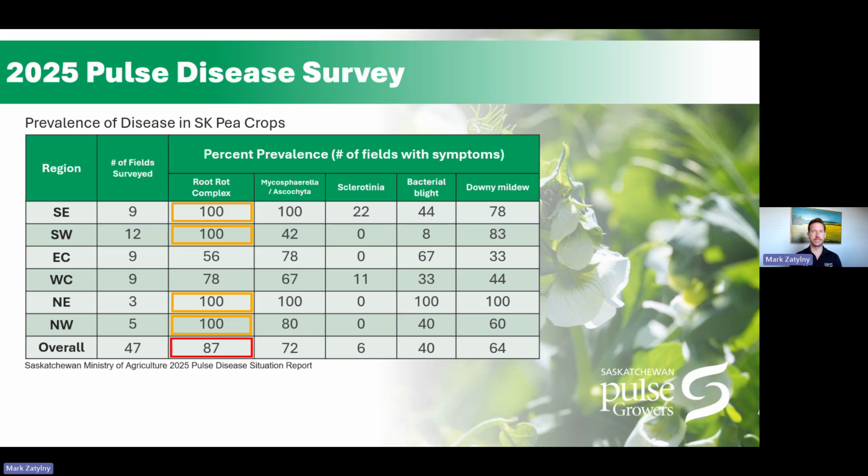Moving on to peas and the 47 fields surveyed here. There was a high percentage of the fields showing signs of root rot at 87%. This did decrease a bit from 2024 numbers though, so that is positive. 100% of the fields surveyed outside of that central belt had root rot though, so it is very widespread across the growing regions in the province.